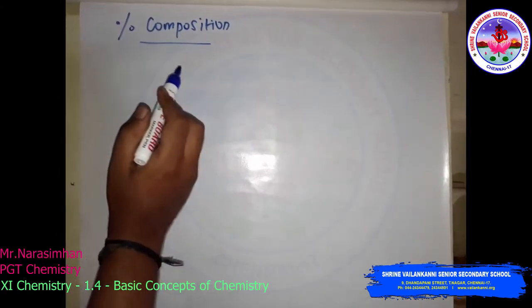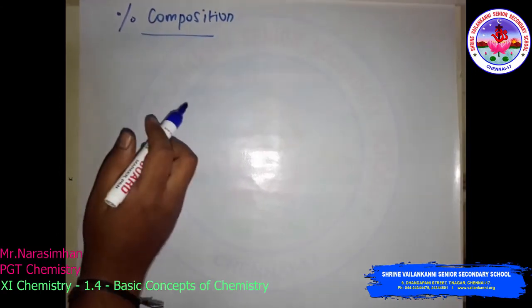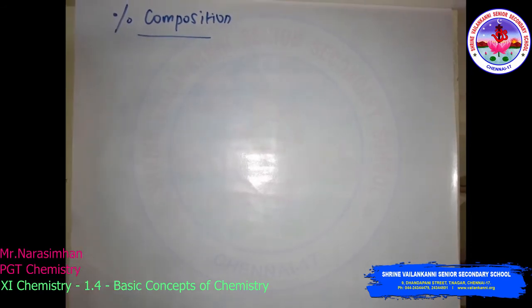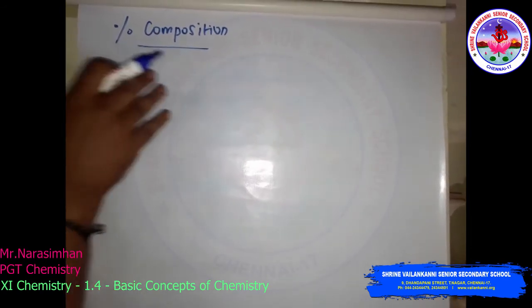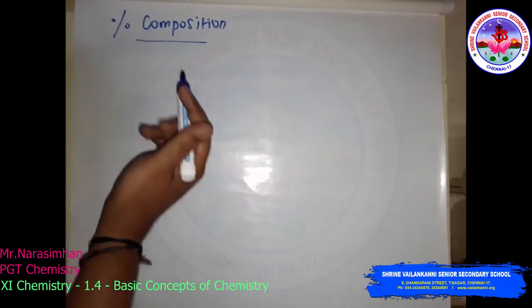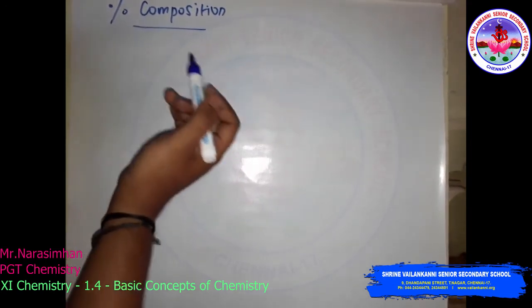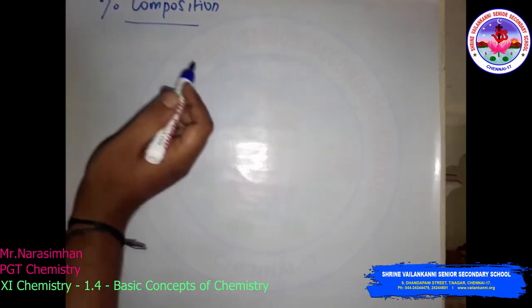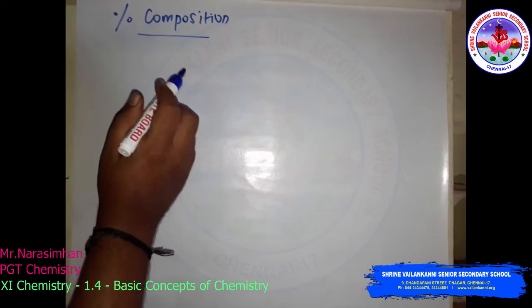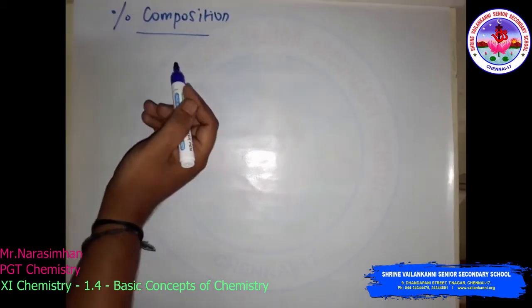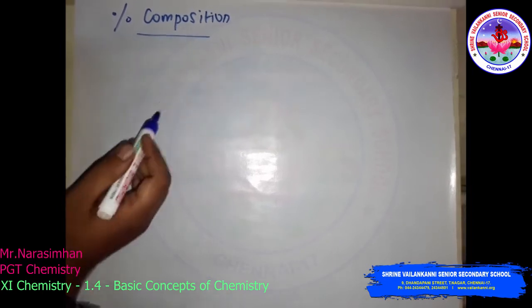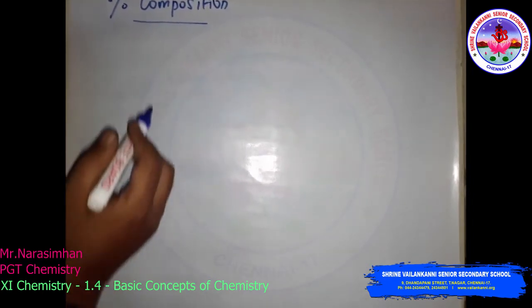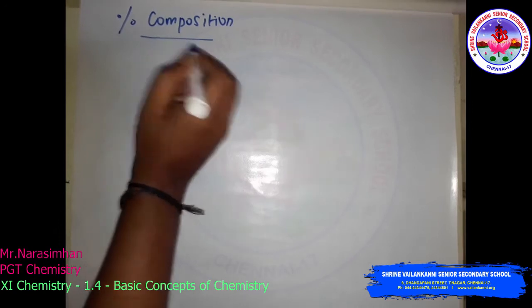Next, percentage composition. Many times there is information regarding the percentage of a particular element present in a compound. Suppose an unknown or new compound is given to you. The first question is what is the formula, what are the constituents, what are the ratios. So one can check the purity of the given sample by analyzing this data.